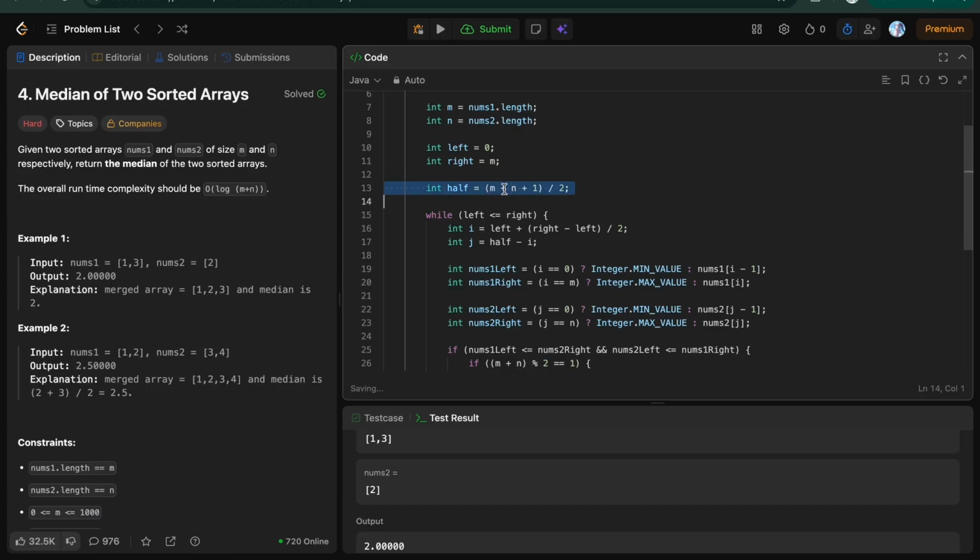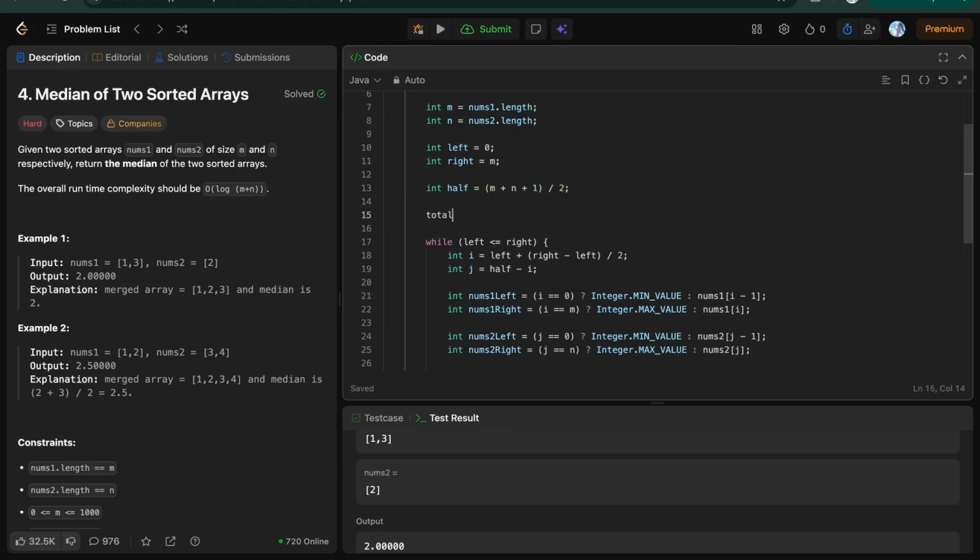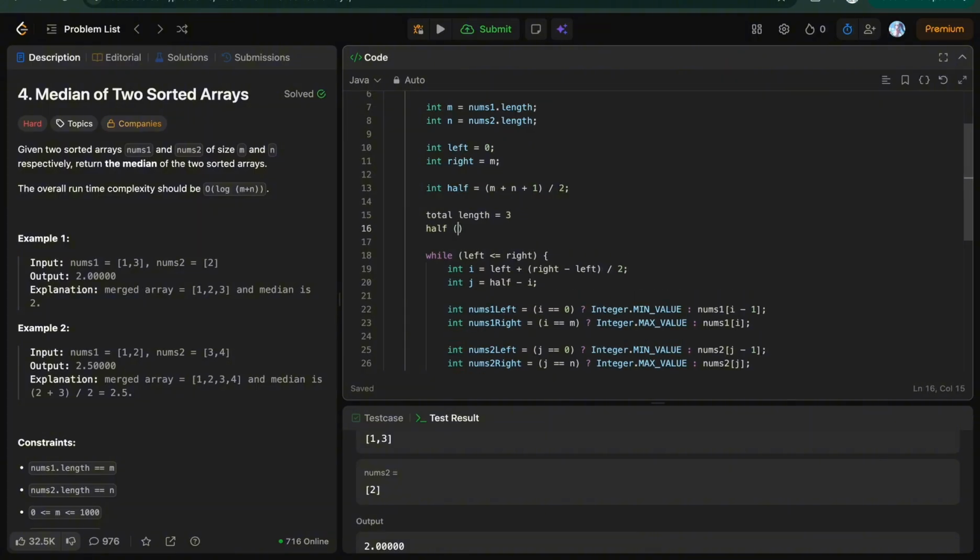Now right here, this tells us how many numbers should be on the left side. Okay, and then the +1 helps if the total length is odd. So again, example, let's say that our total length is 3, right? So the half will be 3 plus 1 divided by 2, and that's going to give us 2. So the left side gets 2 numbers, and the right side gets 1 number.